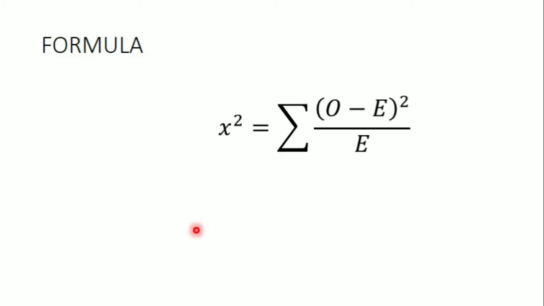Next, we need to discuss the formula. The formula is a mathematical expression representing the ratio between the experimentally obtained result and the theoretically expected result. It uses data in the form of frequencies. So we have here the sigma sign as the sum, O is for the observed value and E is for the expected value.